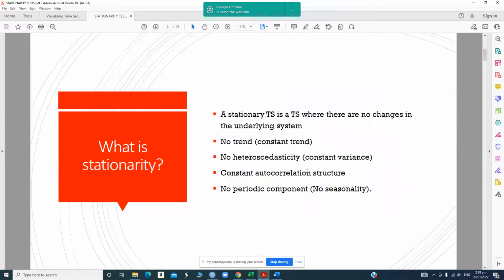Stationarity test. So what is stationarity? A stationary time series is a time series where there are no changes in the underlying system. There is no trend, that is, the trend is constant. There is no heteroscedasticity, that is, you have a constant variance. The structure of autocorrelation also is constant. Then there is no seasonality or any form of periodic components.